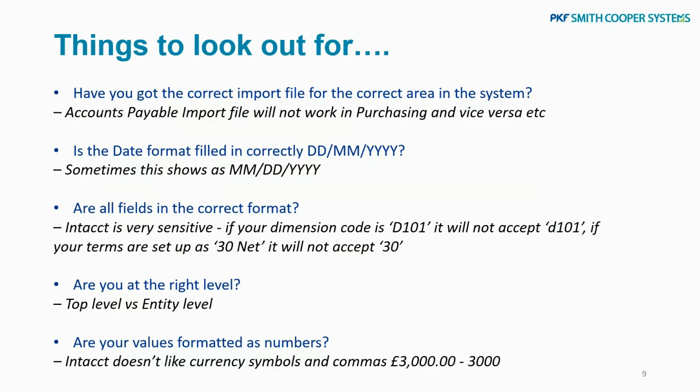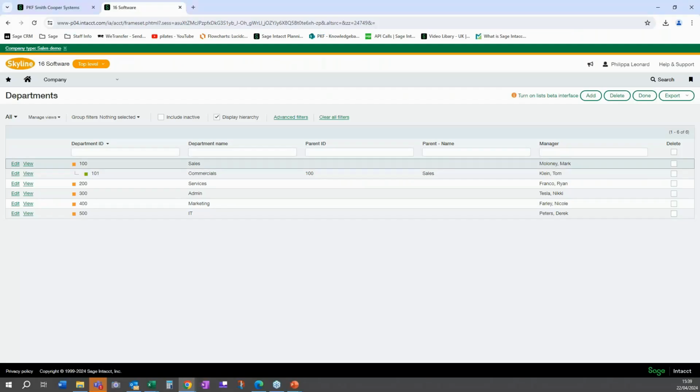Okay, so are you at the right level? So top level versus entity level. This is a good one to check because your system might not necessarily be set up to give you an error for this, but it is always something to be really mindful of. You might pop on a file and it's the suppliers, for example, and your company's policy is to put suppliers at top level. Or you might be adding invoices and you're supposed to be putting them at entity level and you've stuck them on at top level, and then you go to pay them at entity level, you can't find them, things like that. So always just make sure you're at the right level and you're putting it in the right place in the system that you need to be importing it in.